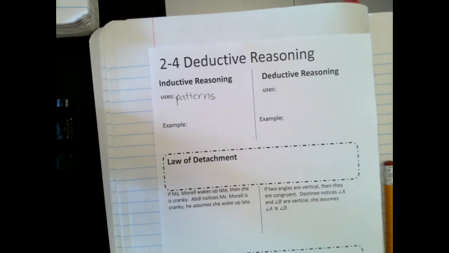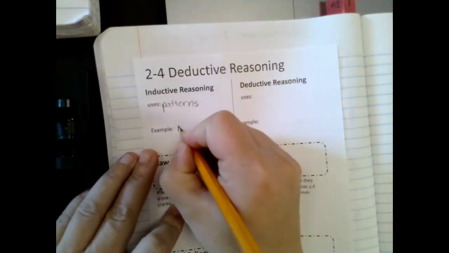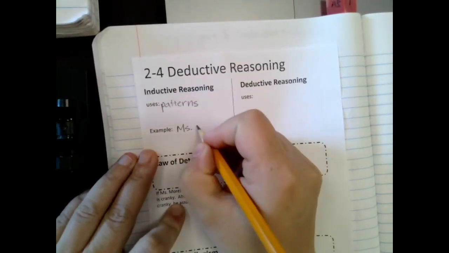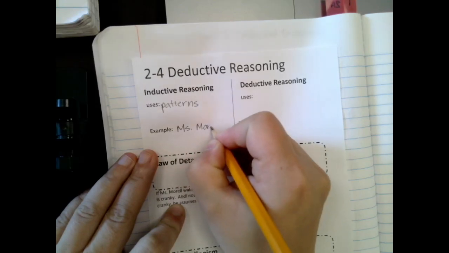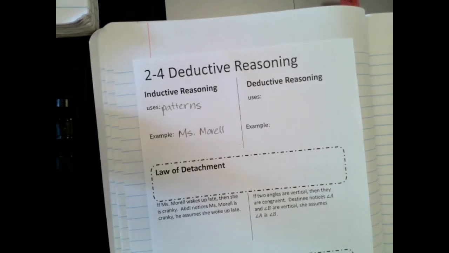So for example, Miss Morel. How do you think tomorrow Miss Morel's going to wear her hair? Well, how do you know? Because it's a pattern. Is it a rule somewhere in the universe that says you have to wear your hair up in a pony? Nope. It's not a rule. It's just something I do.